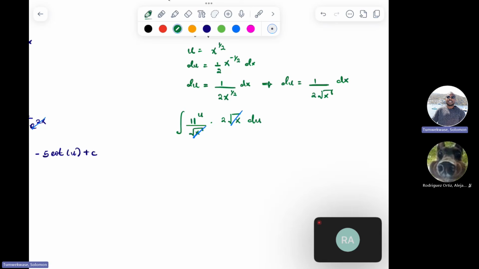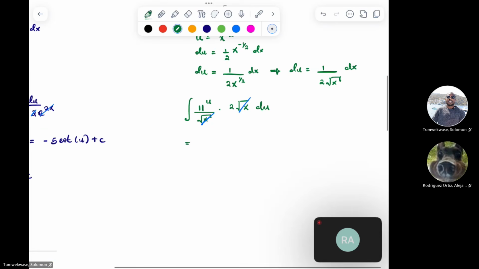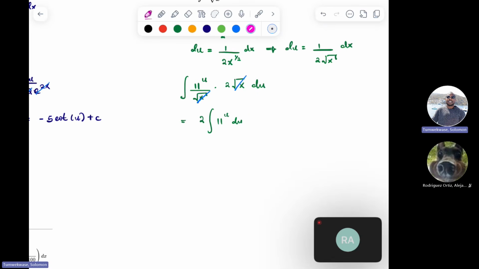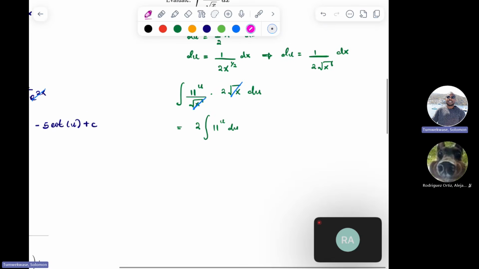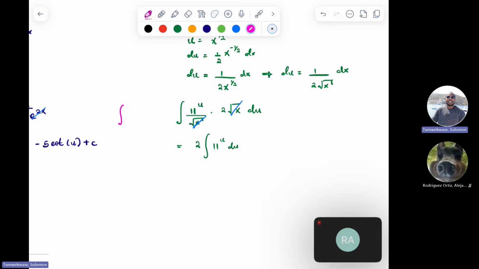Okay, so this is the same as 2, a constant, square root of 11, integral of 11 to the power u du. And this is something we know how to integrate from our last class. Remember when we took the integral of a to the x dx. I hope we remember what we get.